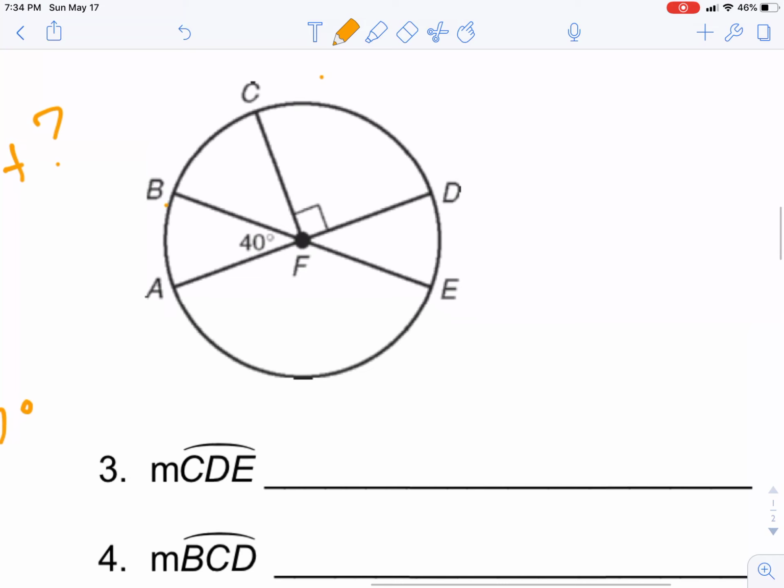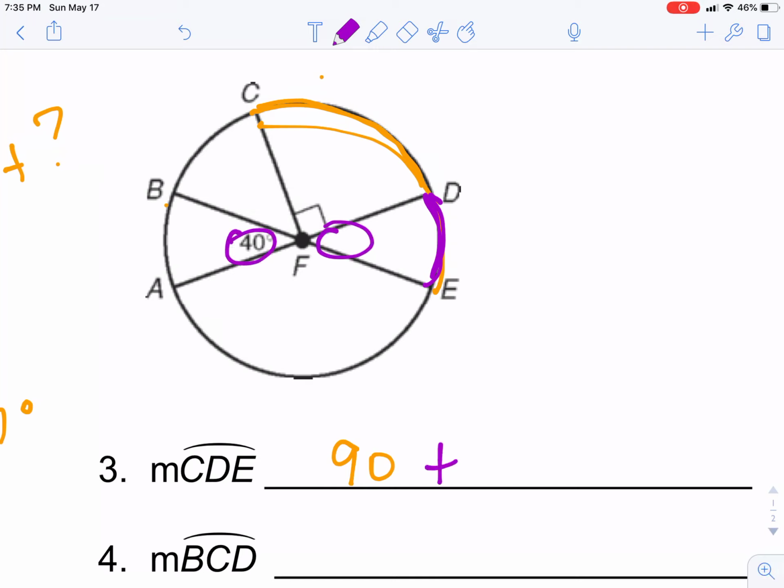Okay, so measure of C to D to E. Well, I know CD is 90. So C to D is 90. And then D to E. You guys see the vertical angles here? I sure do, right? Because we got to think way back to unit 1 here. Vertical angles make that X. So if that's 40, then this guy over here is 40 degrees. So 90 plus 40 equals 130 degrees.